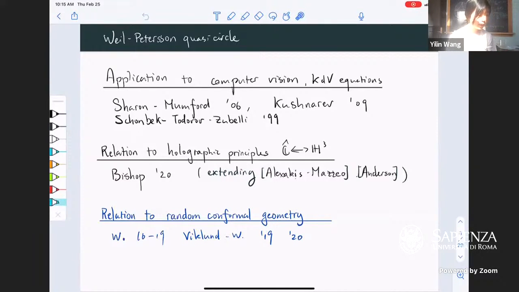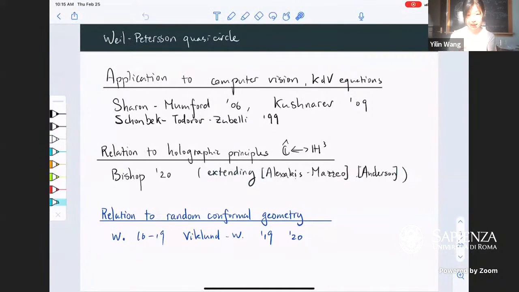And it's also related to the so-called holographic principle that has been studied by Bishop, but this is a principle that theoretical physicists have been looking at a lot. What they say is that I have my curve living on the Riemann sphere.